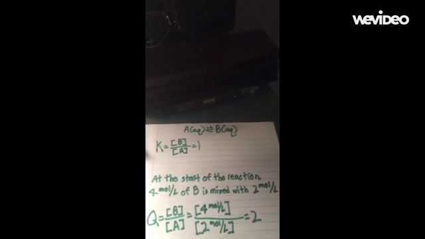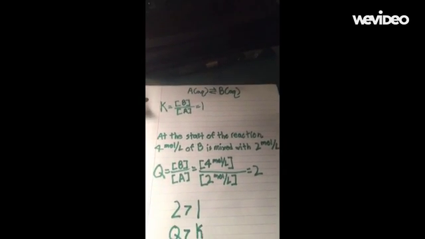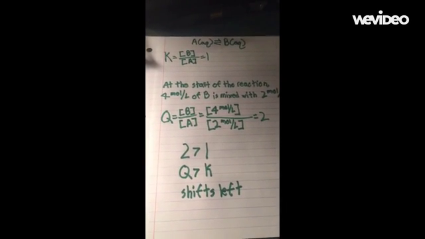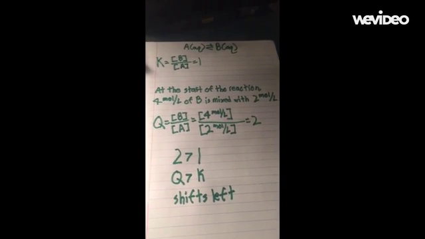What this means, as in our other example where Q was greater than K, since 2 is greater than 1, is that it will shift left, producing more of A.